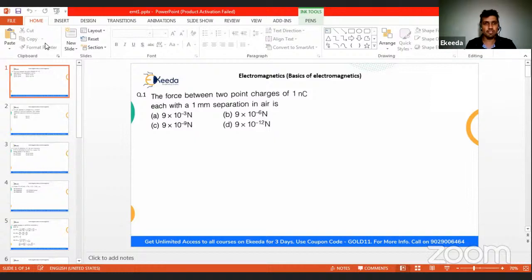I am Bhojas, Faculty of Electromagnetics. Today we are going to discuss the basics of electromagnetics.